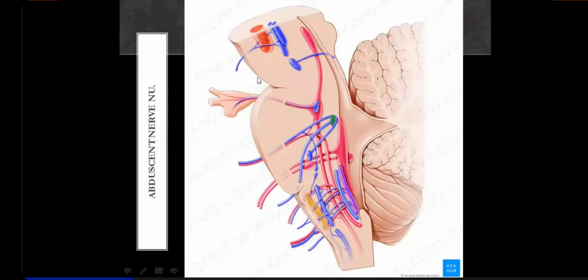Okay. Here it was the interpeduncular cistern, right? Here it is cisterna pontis, right on the basilar aspect of the pons. And here it is cisterna magna. Okay. So you have seen the abducent nerve nucleus.